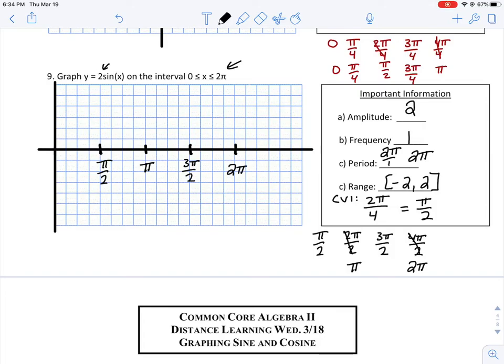So my range tells me I'm going to go up 2 and down 2. I'm just going to skip 2 boxes. Again, let's be consistent in what we are counting by. Quick little sketch. Sine curve starts at its origin. Well, it starts at its midline, really. In this case, the origin. And I have these 1, 2, 3, 4, 5 critical values.